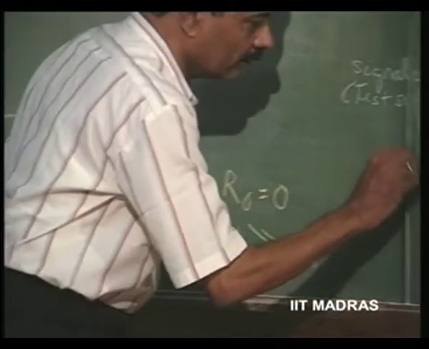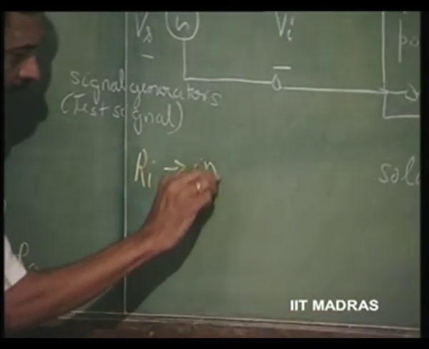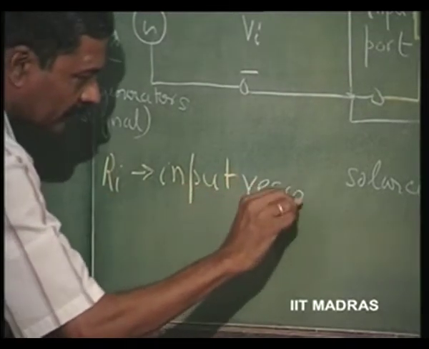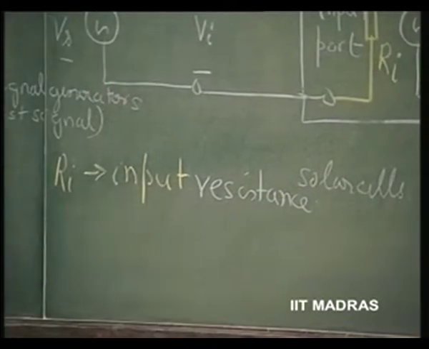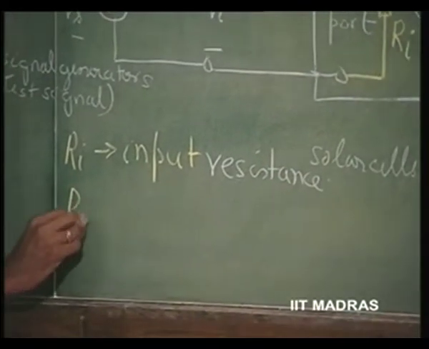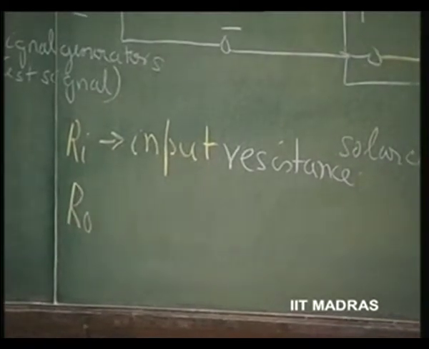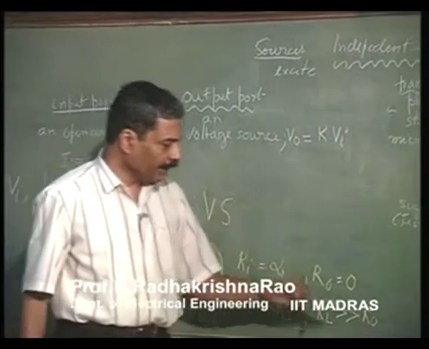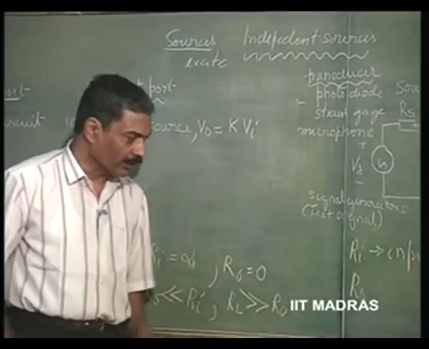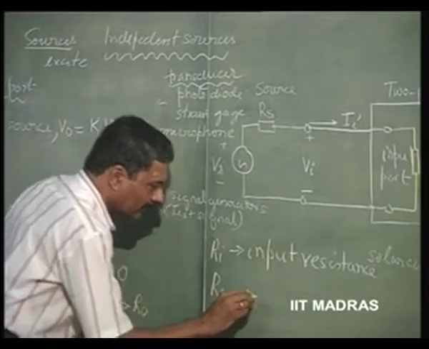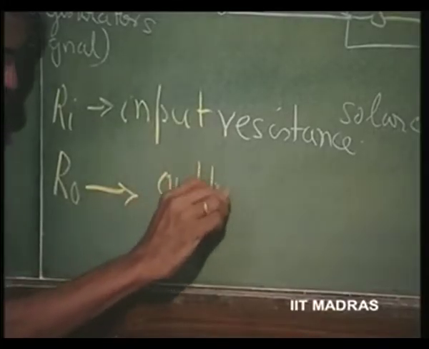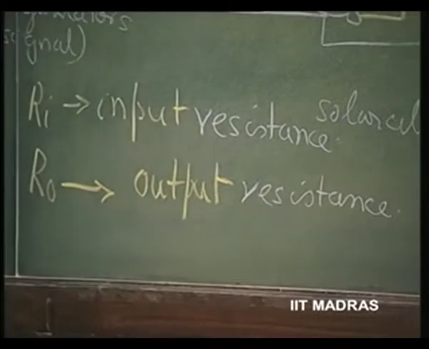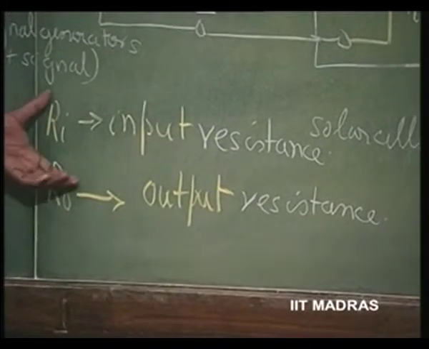So, Ri is called input resistance. By the same thing, I can call this really a dependent voltage source only if RL is much greater than R naught, which means R naught is called the output resistance. These are the important parameters of the amplifier.